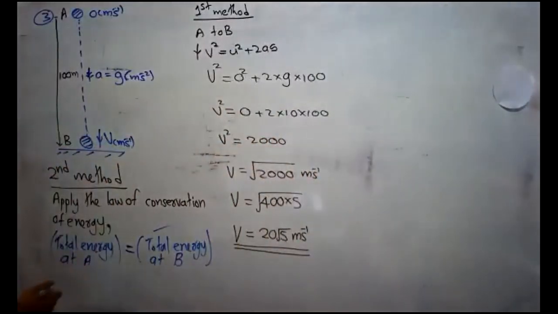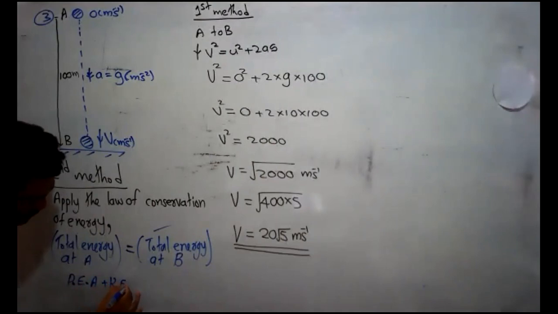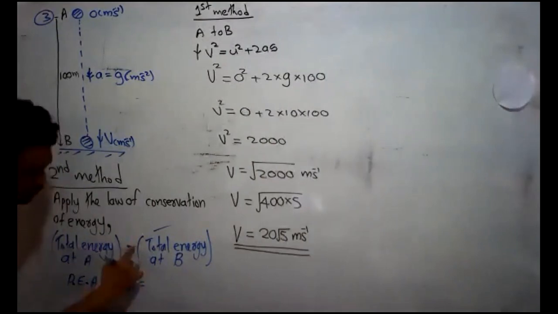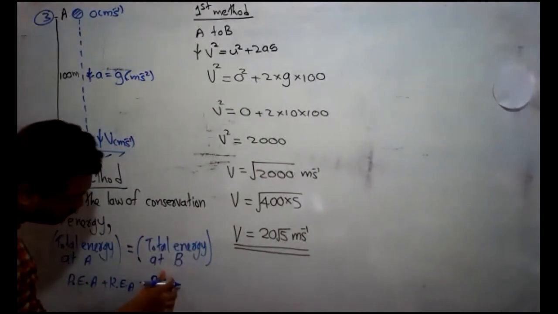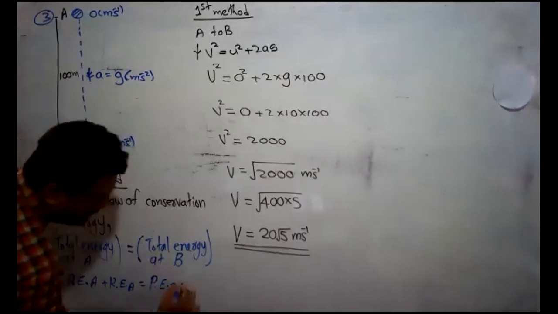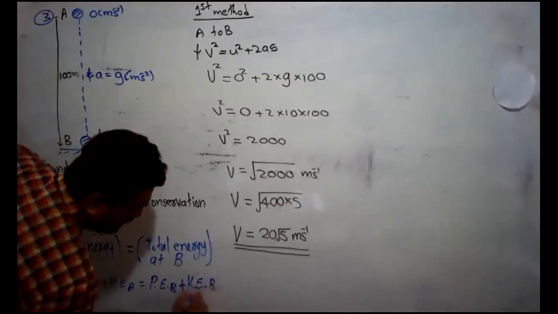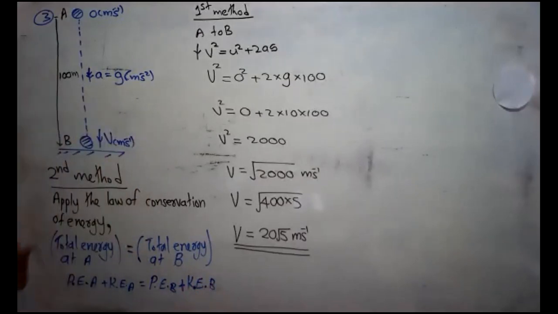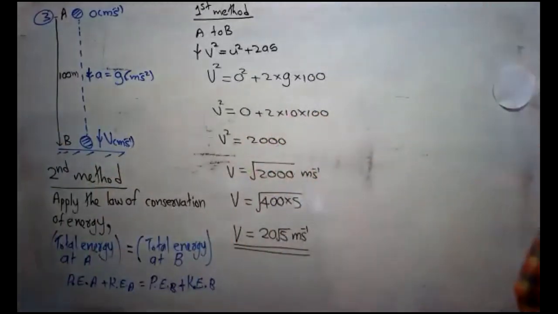So total energy at A means potential energy of the ball when it is at A plus kinetic energy of the ball when it is at A. Total energy at capital B means potential energy of the ball when it is at capital B and kinetic energy of the ball when it reaches B. Can you do the rest and find this velocity v from the second method, dear? Please give a try.